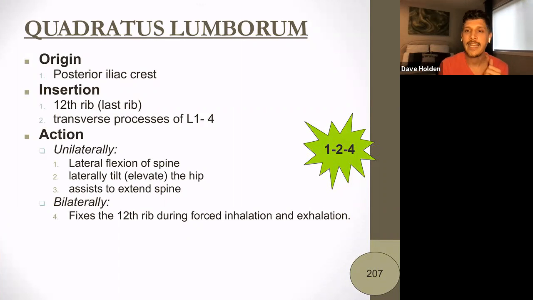QL also has a nickname. Its name is the hip hiker, because when you are standing on two feet and you start to walk, before you can take that very first step, one of your feet has to lift off the floor to give you the clearance for that leg to swing forward. So the first thing that has to happen in walking is a hip elevation, and that is QL. That's what QL does. It is the hip hiker because it initiates walking.